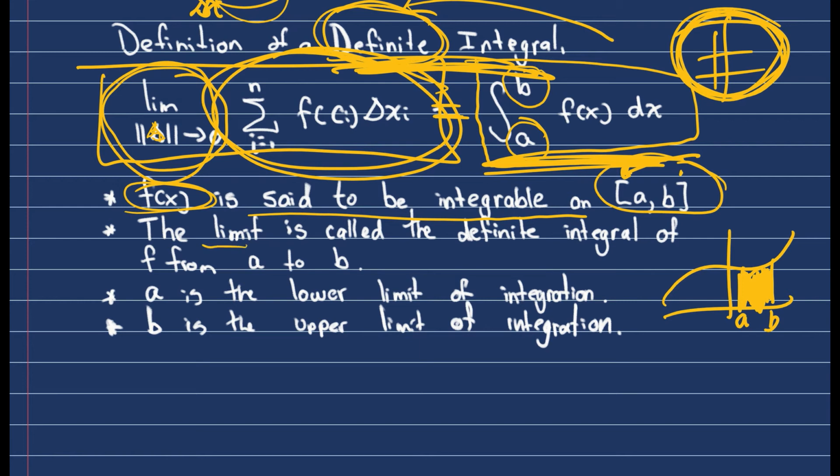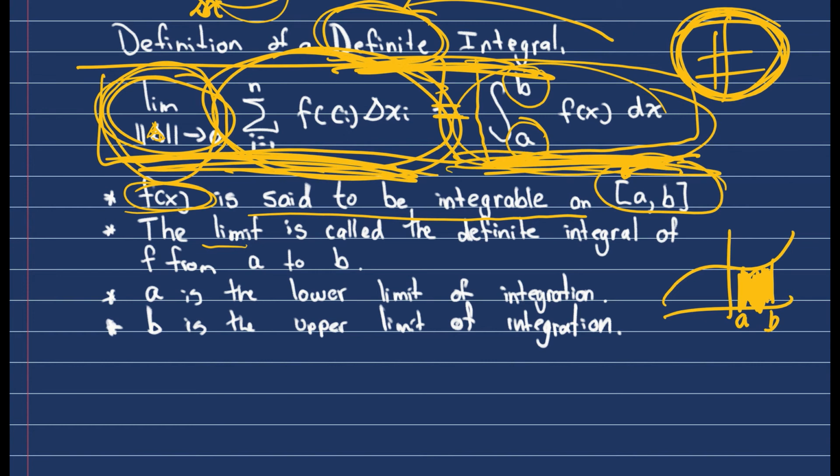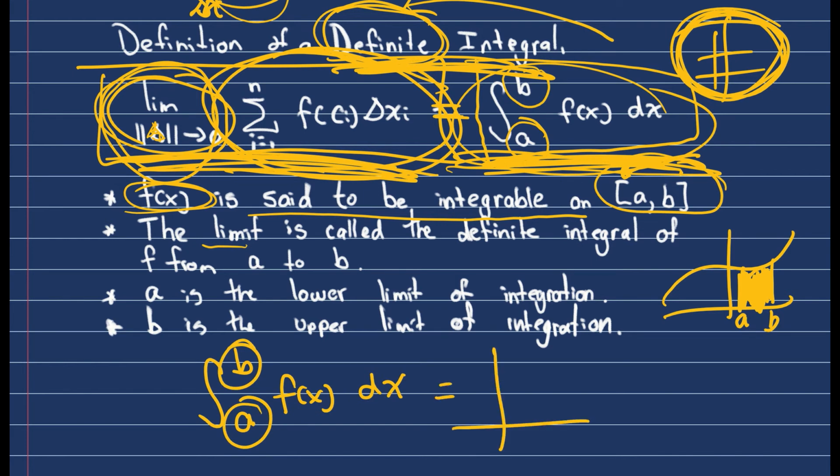Once you take the limit, it's called the definite integral. Once you take the limit of this, it's actually the same thing as the definite integral from a to b. So we have the integral from a to b of f of x dx. This is where you're starting, this is where you're ending, taking your area, all right? And this will give you a numerical value. Nice number. That's what the definite integral will give you.